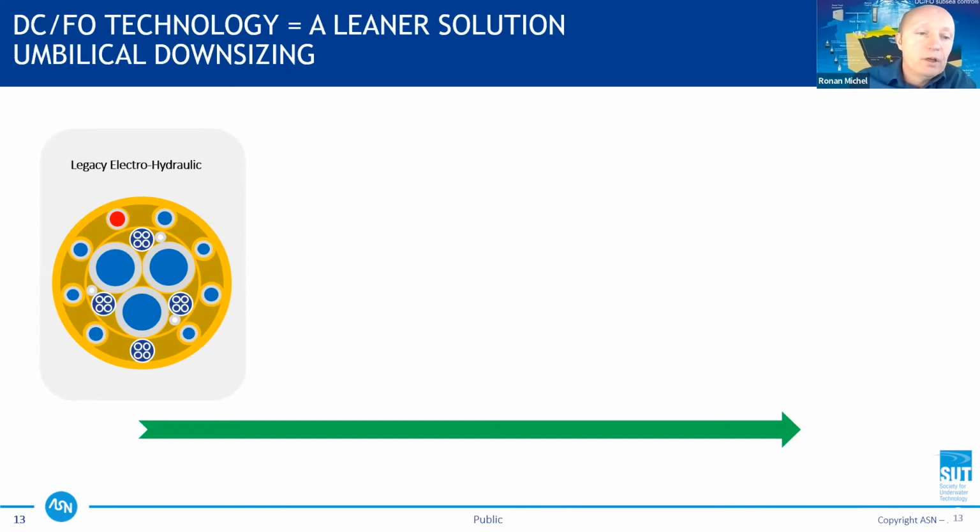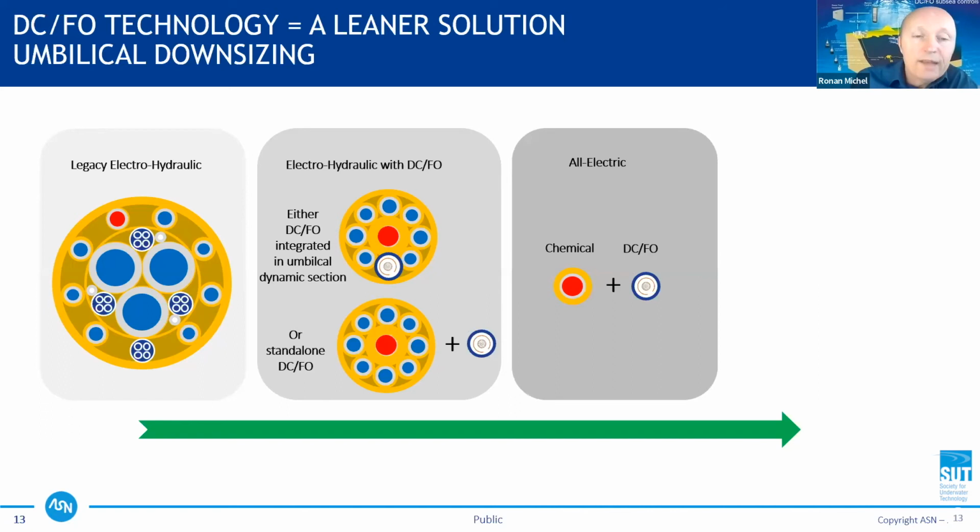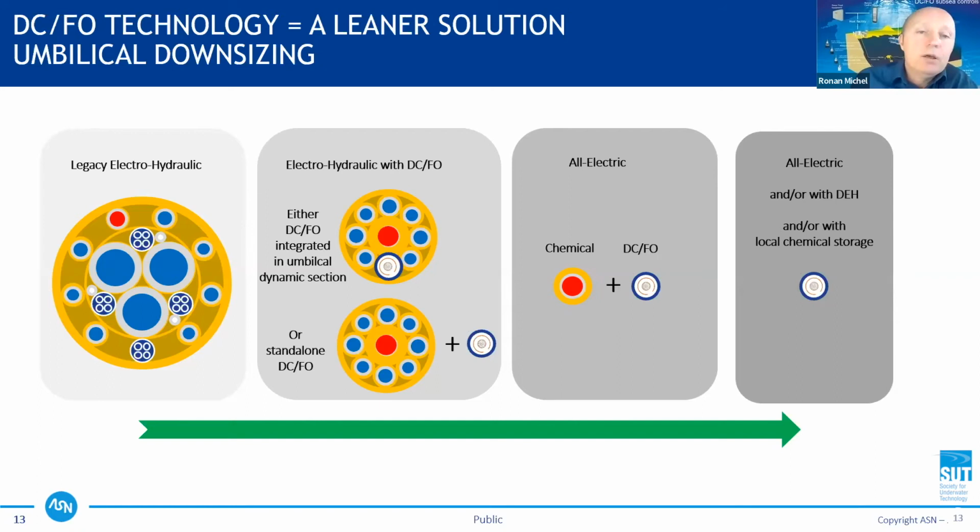That is an assembly of several lines. If we build a DCFO system, we get either DCFO assembled in the dynamic section, or in the static section we will put DCFO standalone beside the large umbilical. If all electric trees become available, we will get just chemicals, we remove the hydraulics, and the electrical power will replace the hydraulics. And when chemical storage becomes available, depending upon the field, we can even remove a chemical line. So you can see we are coming from a very large umbilical to a very small umbilical. You will see the size of the umbilical at the end of my presentation.